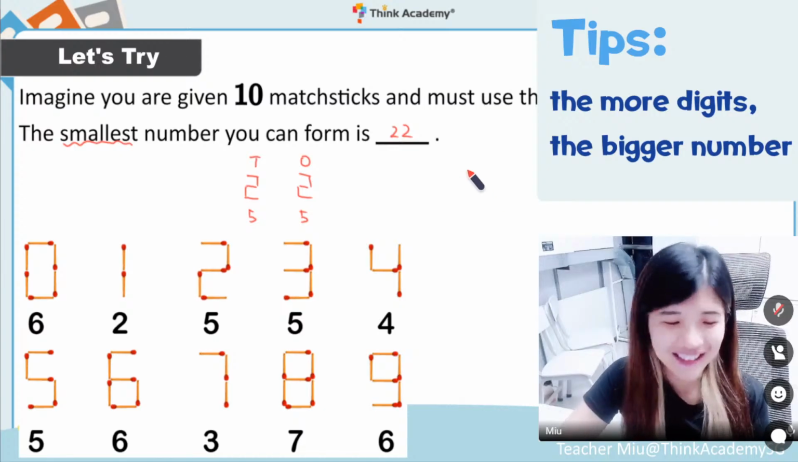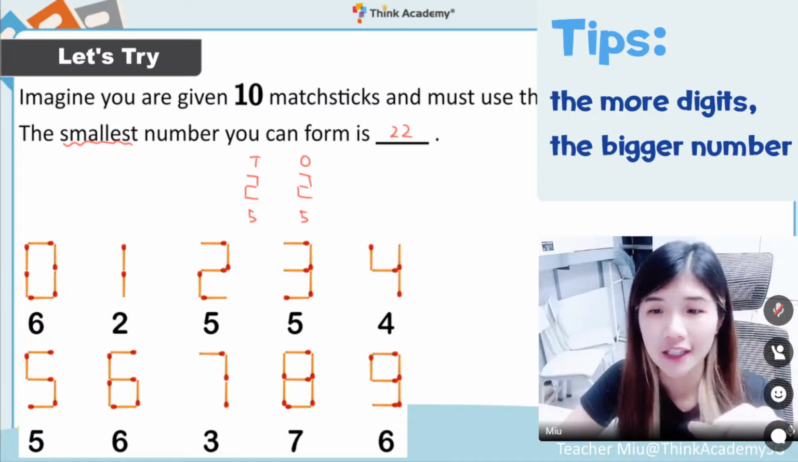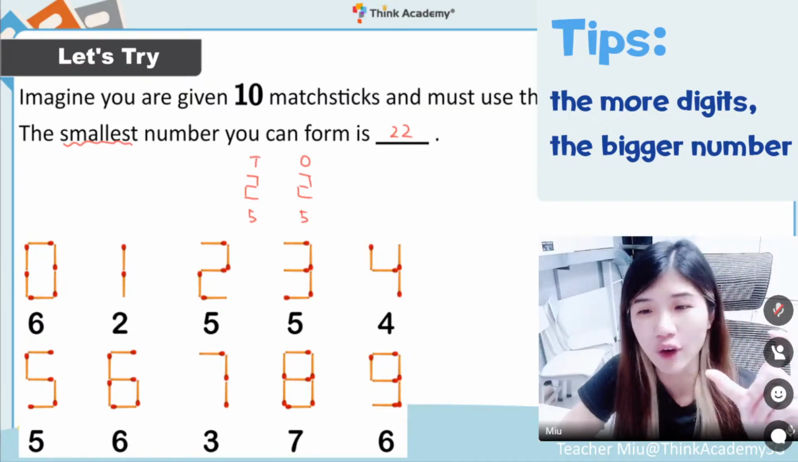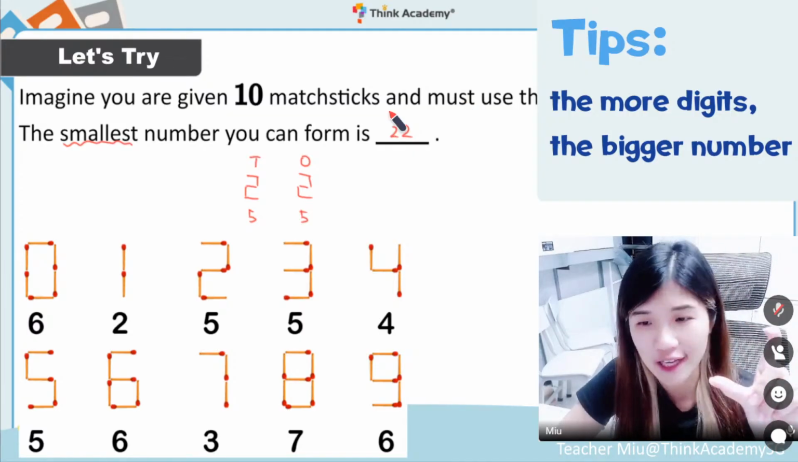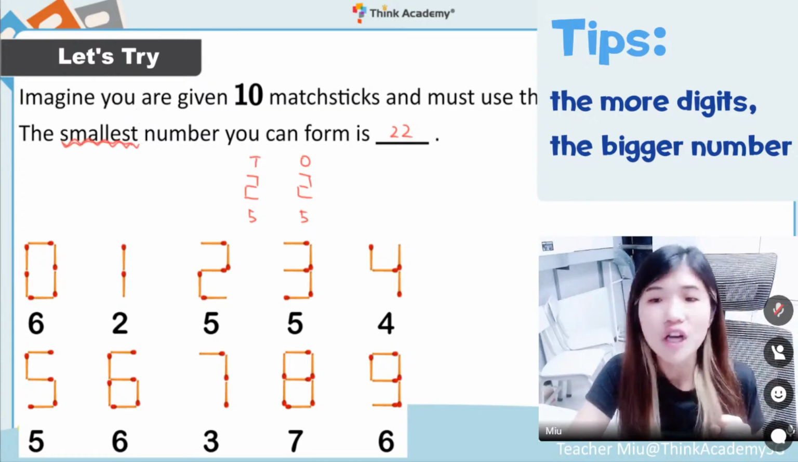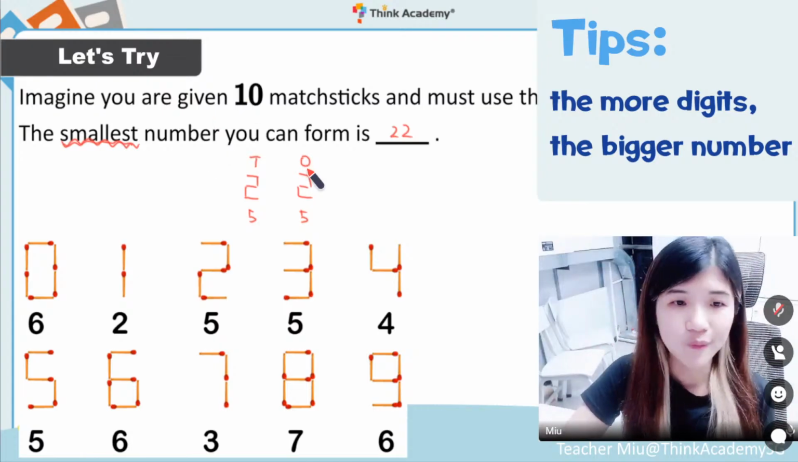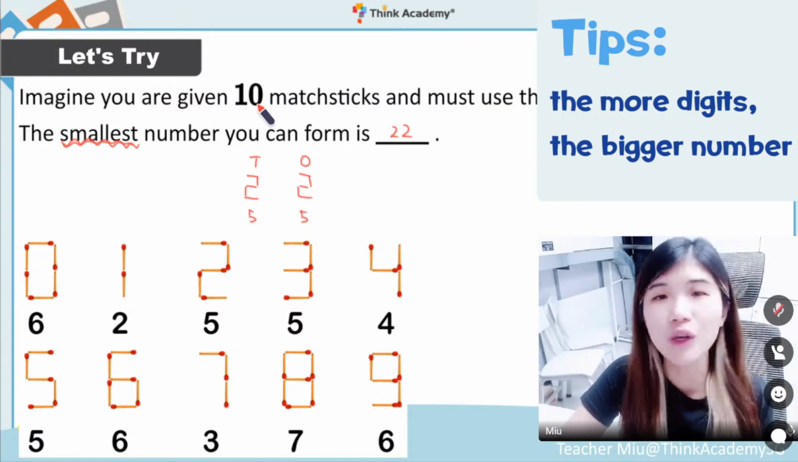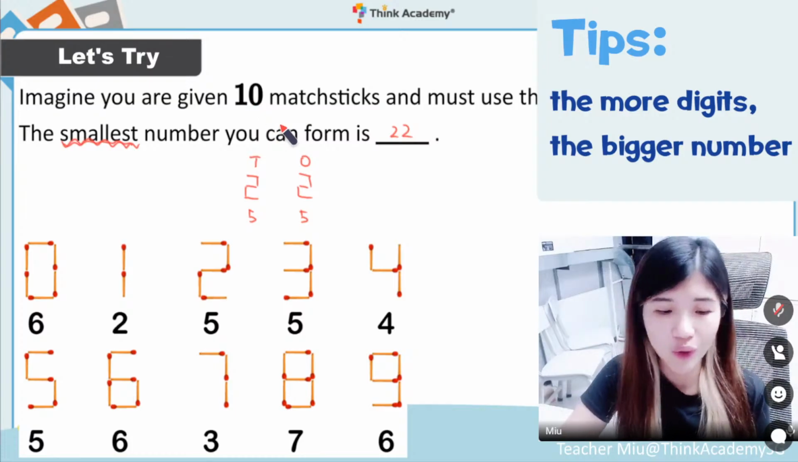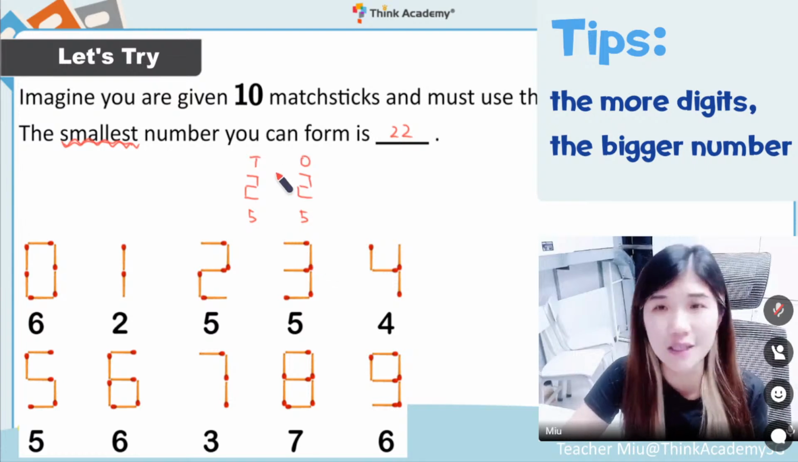Right. So guys, when the question didn't mention how many digits you must make, the more digits you have in the number, the bigger number you are having. So if you are looking for the smallest possible number, try to make it as few digits as it can be. Just like this one. 10 matches, they cannot make only a one-digit number. So we can only try two digits. So for two digits, make it as small as possible, starting from the highest place.